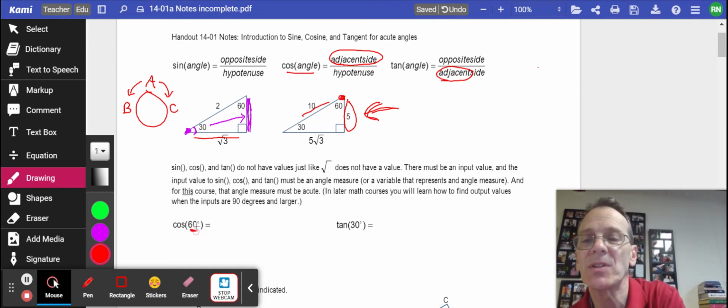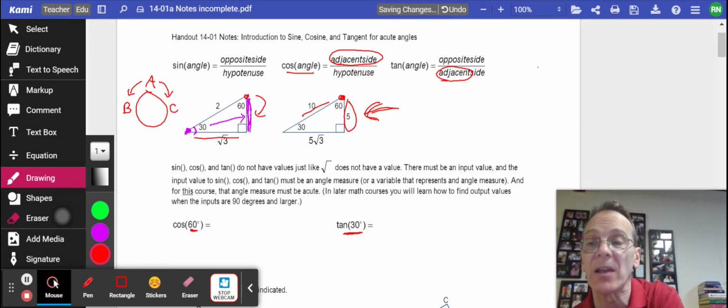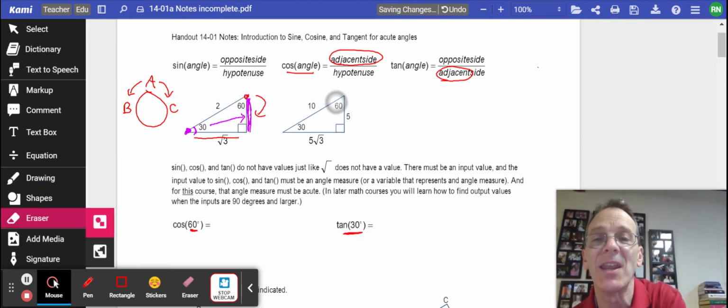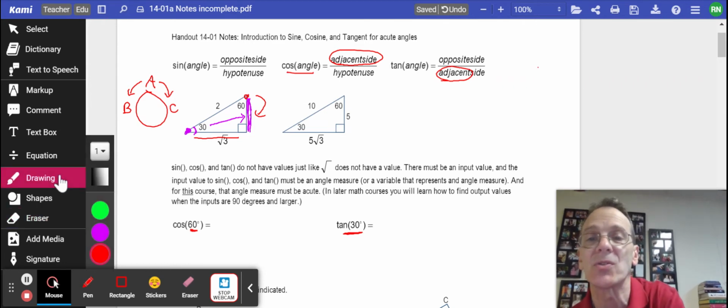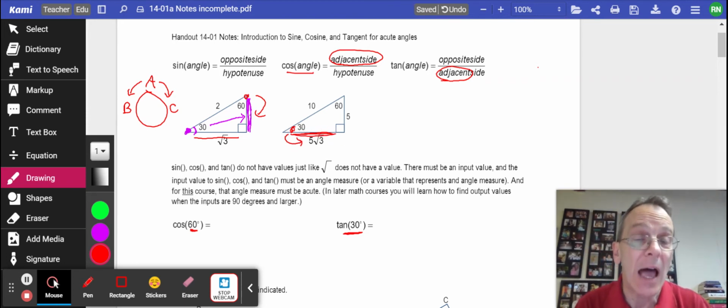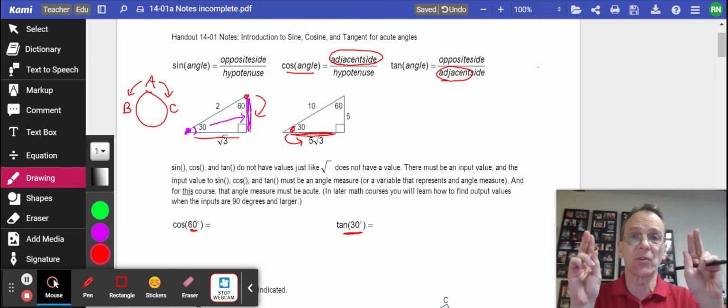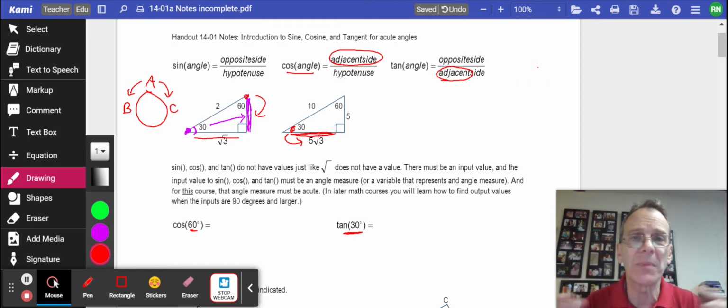60 degrees. Which side is adjacent to the 60-degree angle? It's this one here. But in this problem, we're talking about the 30-degree angle. And which side is next to or adjacent to the 30-degree angle? It's this one here. Okay? So the adjacent side of a triangle, that expression right there, quote, the adjacent side of a triangle, end quote, that expression makes no sense.